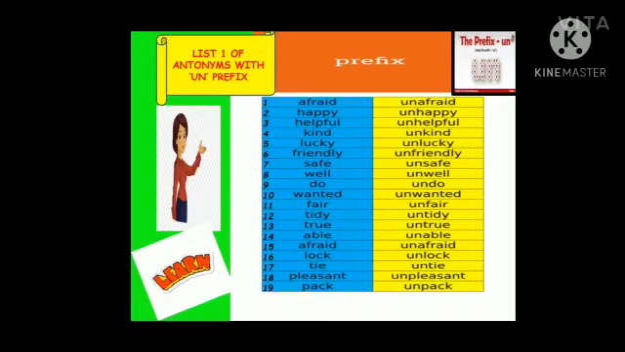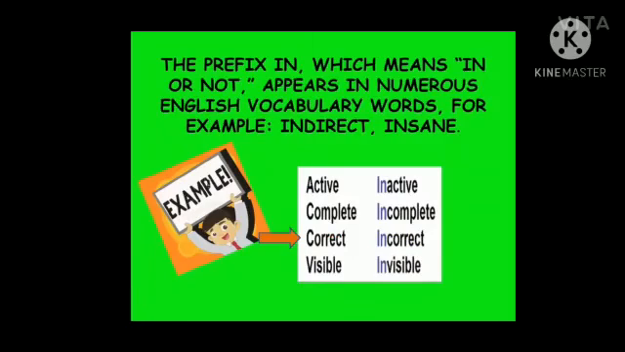Then we have the in prefix, which means not. It appears in numerous English vocabulary words. For example, indirect, insane, active becomes inactive, complete becomes incomplete, correct becomes incorrect, visible becomes invisible.